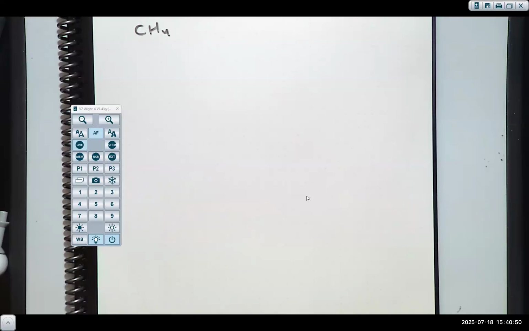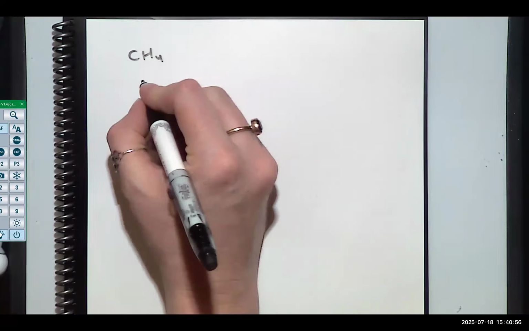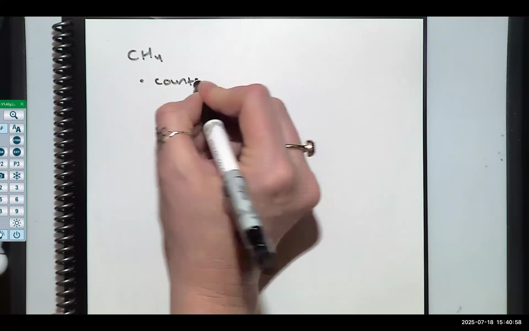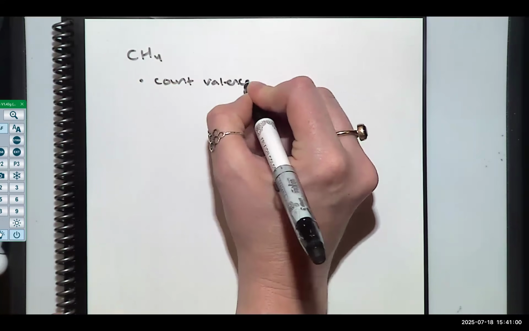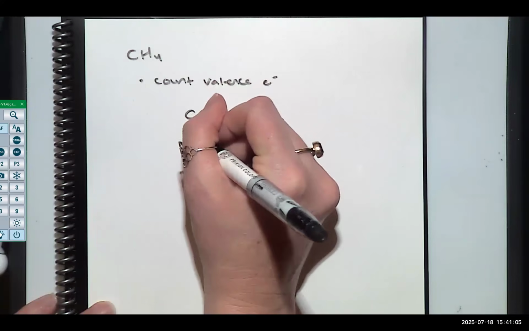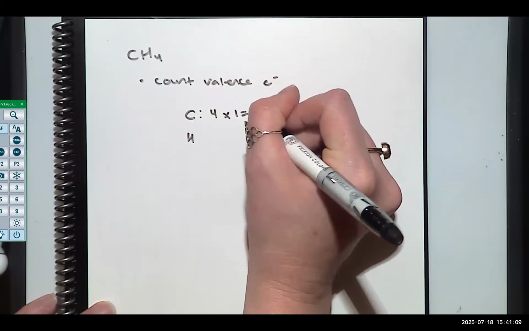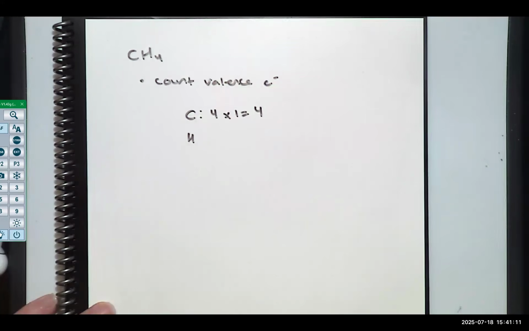So the document cameras for CH4. Or sorry, the question was about CH4, and the first step we do is count the valence electrons. And these are the valence electrons that are coming from the periodic table. So we have carbon and hydrogen. So carbon has 4 valence electrons, and there's one of them. So that gives us a total of 4 valence electrons.